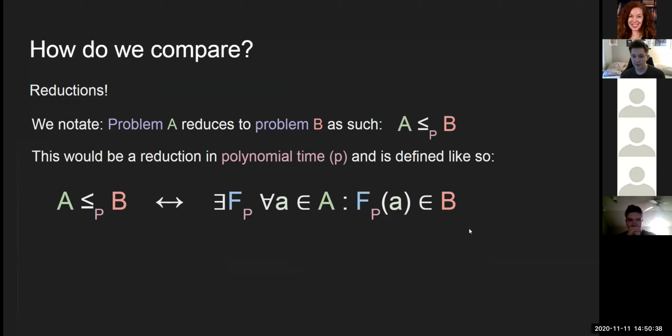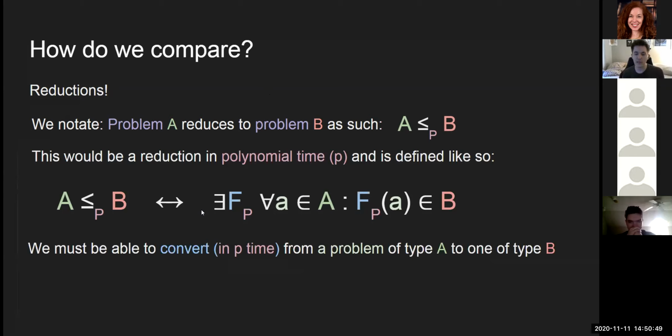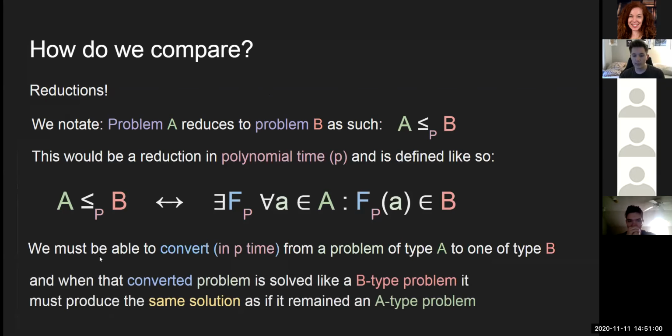All right, I know this notation is a little bit uninformative and doesn't really help your intuition about this, so I'll write it out a little bit. We must be able to convert, and this is in polynomial time, that's where this little p is from, a problem of type A to one of type B. We also need to preserve a certain property: the converted problem, when solved as a B-type problem, will give us the same solution as if it were an A-type problem.